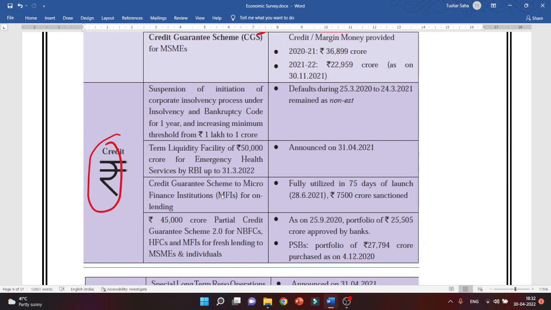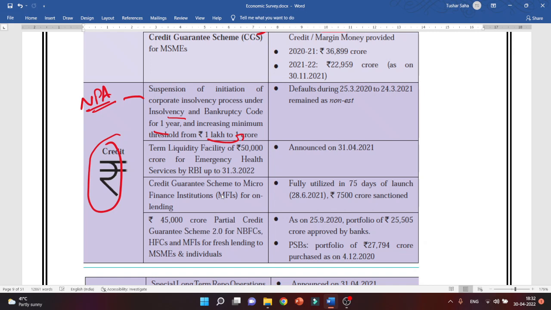So one of the things that was done during the time of COVID was increasing the minimum threshold from 1 lakh to 1 crore, and suspension of initiation of corporate insolvency process under the IBC for 1 year. So for 1 year, IBC was suspended. Why? Because when is IBC triggered? IBC is triggered when their loans become NPA.